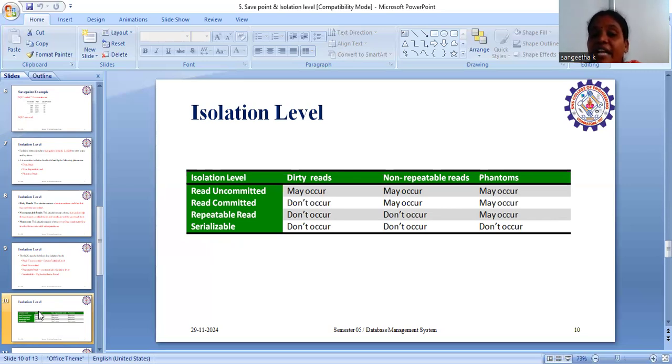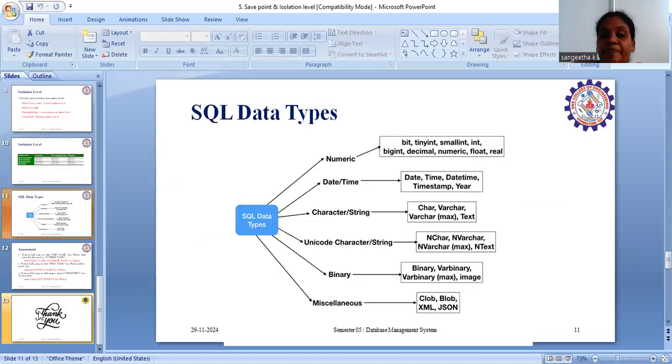In isolation level read uncommitted, there is a possibility of dirty read and also non-repeatable read and phantoms. If it is read committed, dirty read will not occur, but the other two will occur. In repeatable read, dirty read does not occur, non-repeatable read also does not occur, but phantom will occur. But if it is serializable, none of them will occur. So based on the isolation level, we can predict or measure what kind of problem may occur.